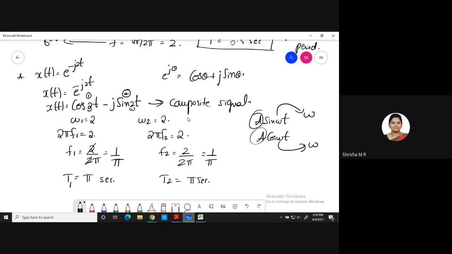So what is the ratio of T1 by T2? It is pi seconds by pi seconds, which is equal to 1. So 1 is a rational number, so this is a periodic signal. Fine.